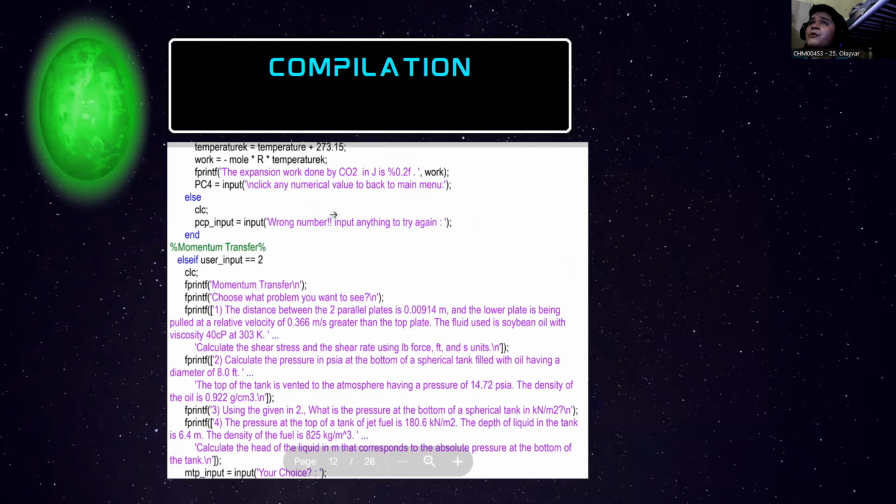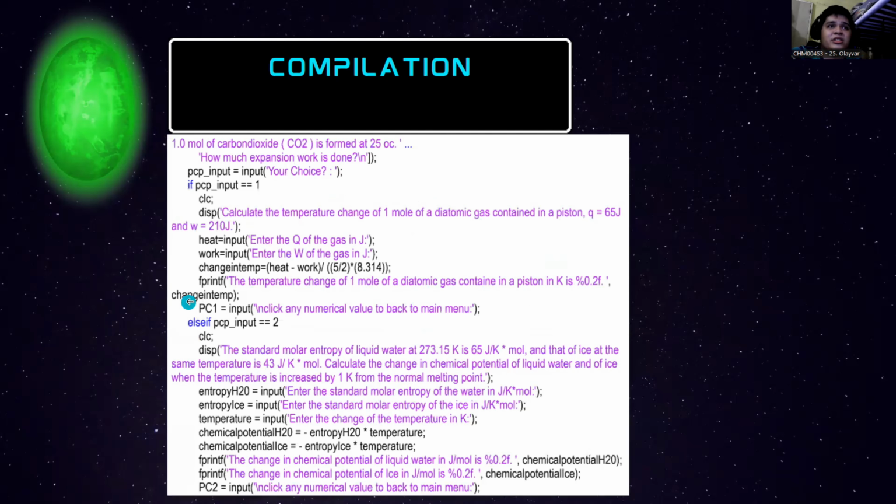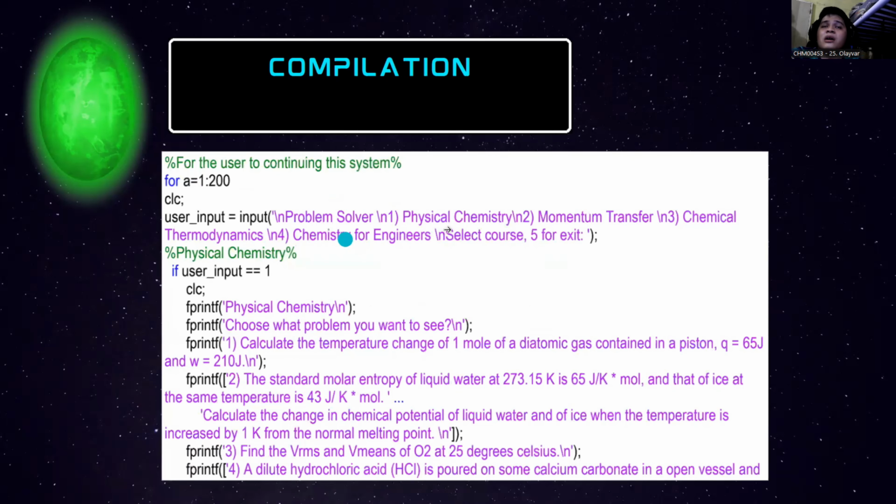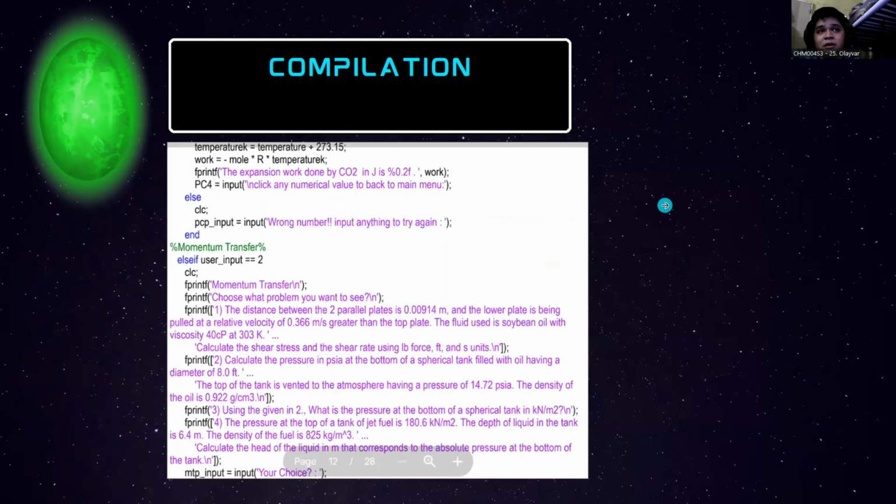If we input a wrong number, like 5 or 6 or more than the value that the system needs, we put an else, so you will receive the information that you put a wrong number, and to input anything to try again, and you will reach the selection of the 4 courses.